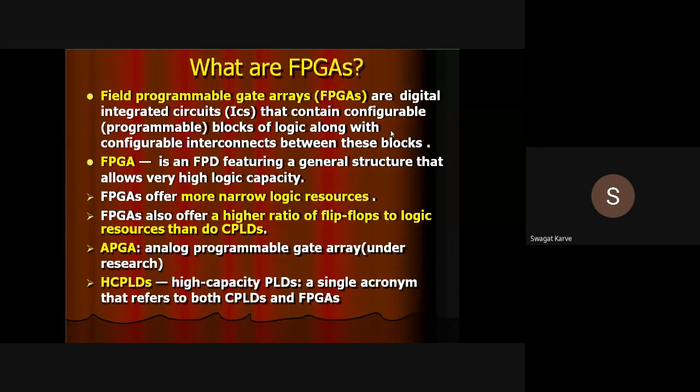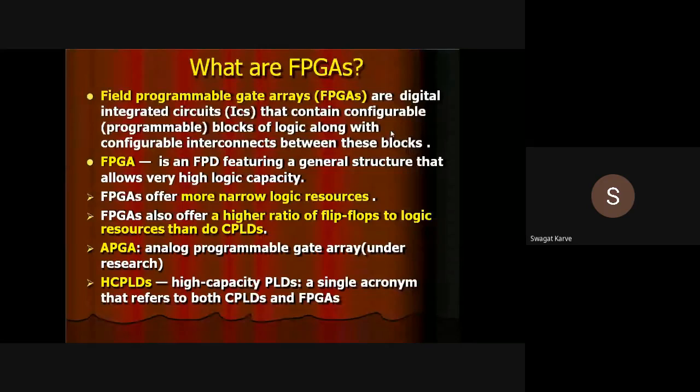FPGAs are more narrow logic sources. Then FPGA also offers a higher ratio of flip-flops to logic resources than the CPLD does. That means, as compared to CPLD, FPGA has a large amount of hardware capacity. That means a large number of macros and a large number of CMOS that FPGA can accommodate, so that the capacity of design as well as the space required to occupy that design provided by the FPGA is much larger than the CPLD.